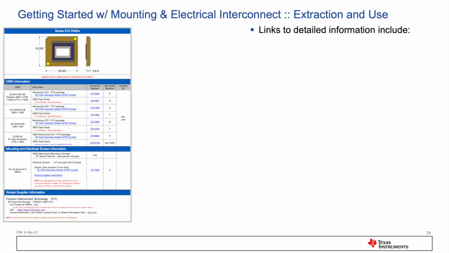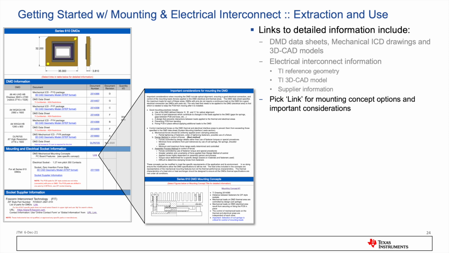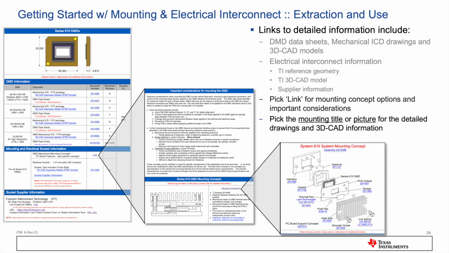Links to detailed information include the DMD datasheets, mechanical ICD drawings, and 3D CAD models. Electrical interconnect information includes a TI drawing of the reference geometry, a 3D CAD model, and supplier information. Pick link to get mounting concept options and important considerations. Pick a mounting concept title or picture for the detailed drawings and 3D CAD information.